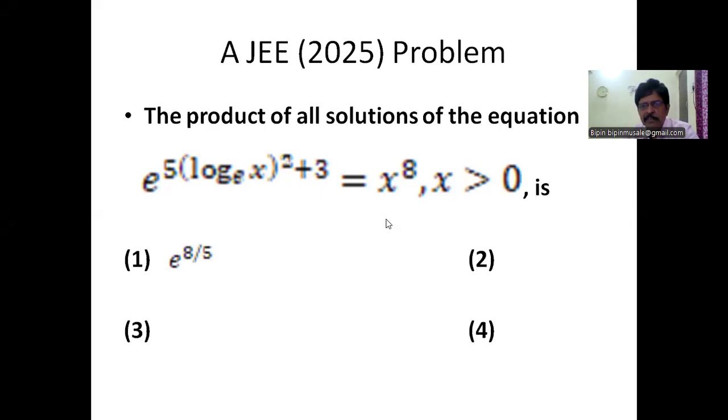And the options given are like this. First option is e raised to 8 raised to 5. Second is e raised to 6 upon 5. Third is e square. And fourth is e.